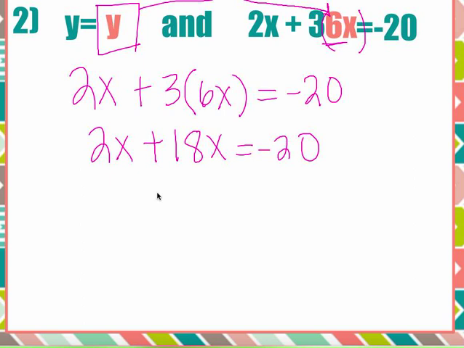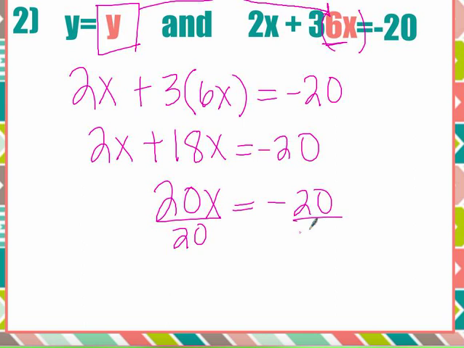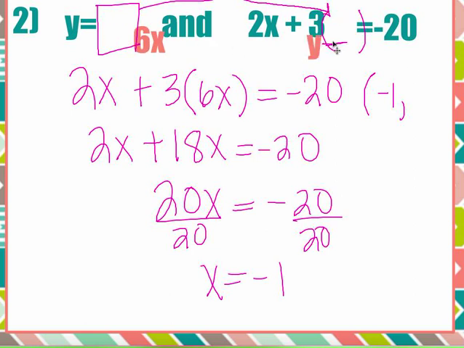So when I combine like terms, I've got 20x equals negative 20, and when I divide both sides by 20, I find out that x is equal to negative 1. So now I have the x coordinate to my ordered pair. I know it's going to be negative 1 something, but just like last time, I've got to take that x value and I've got to plug it back into one of the original equations for x.